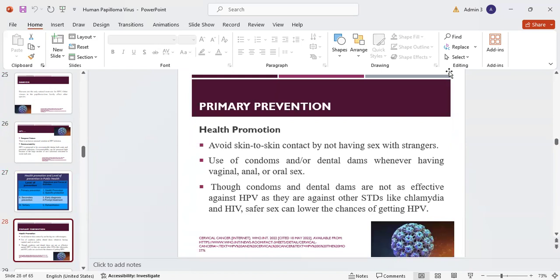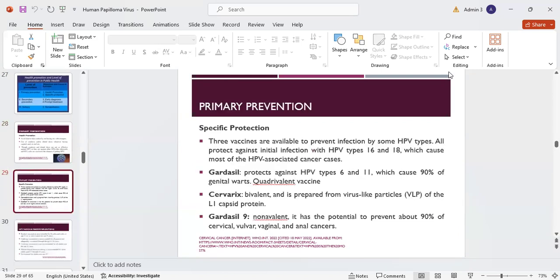Use condoms or dental dams whenever having vaginal, anal, and oral sex. Though condoms and dental dams are not as effective against HPV as they are against other STDs like chlamydia and HIV, safer sex can lower the chance of getting HPV.